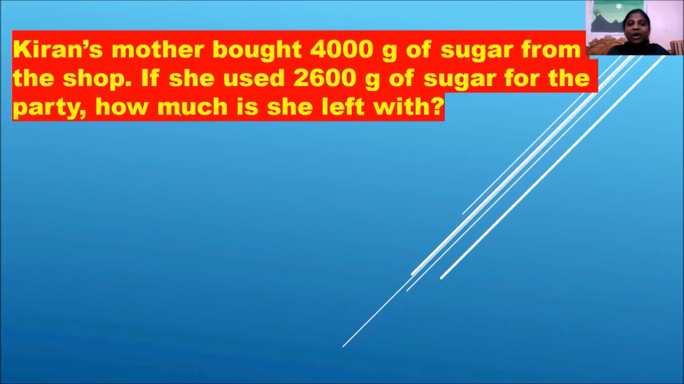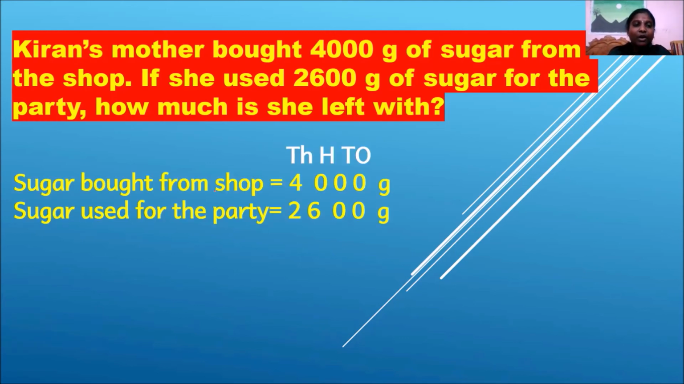Finally, we are going to learn how to solve the word problem. Ma'am is going to read the question. Listen carefully, children. Kiran's mother brought 4000 gram of sugar from the shop. If she used 2600 gram of sugar for the party, how much is she left with? You have to read the question once or twice. Then what you have to do? You have to list the facts. Sugar brought from the shop is 4000 gram. Sugar used for the party is 2600 gram.